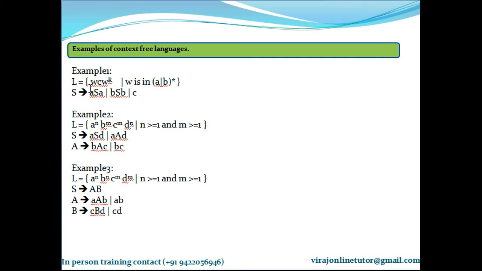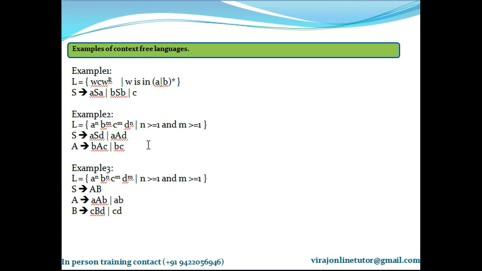Start with the starting symbol and go to this production. S gives ASA. And in the next step, replace this S with C, and I get ACA. So in the first step, we replace S with ASA, and in the next step, replace S with C. So I get ACA. Correct? So this is the grammar for this particular language.